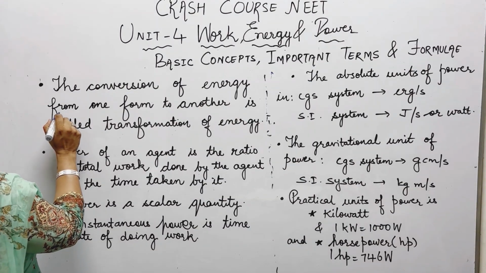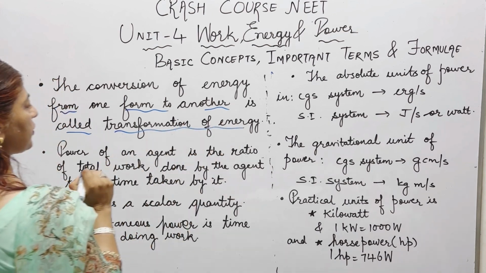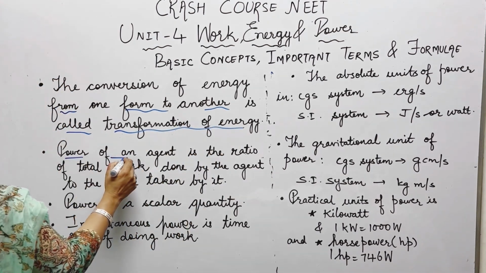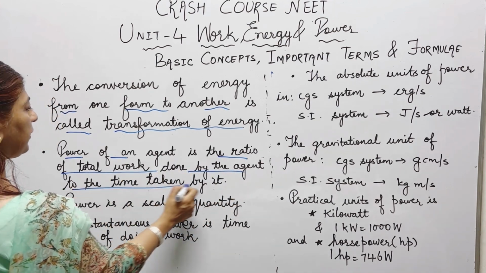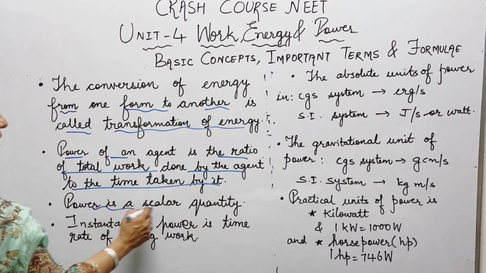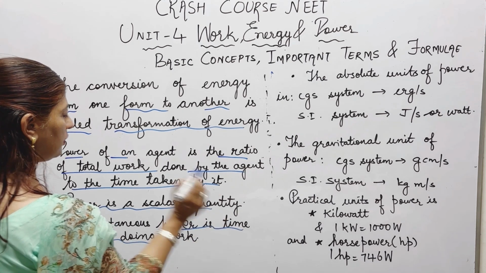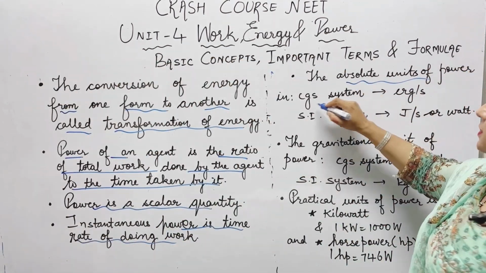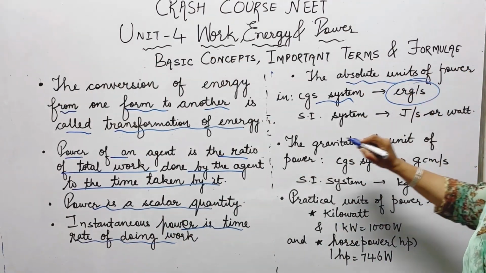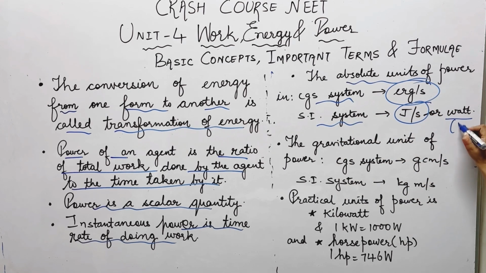The conversion of energy from one form to another is called transformation of energy. Power of an agent is the ratio of total work done by the agent to the time taken by it. It is a scalar quantity. Instantaneous power is the rate of doing work. The absolute unit of power in the CGS system is ergs per second, and in the SI system it is joule per second. It is also known as watt, denoted by capital W. It is named after the scientist.